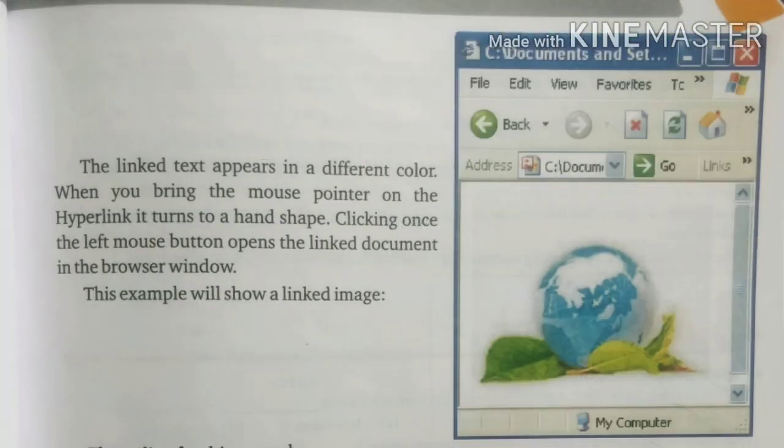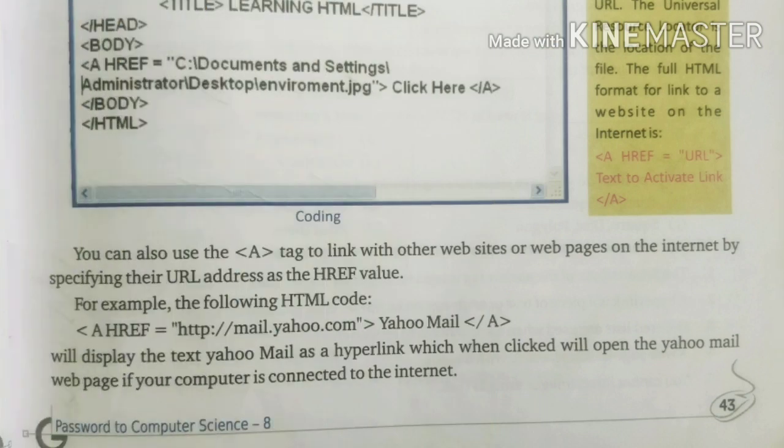Next, when your link is created, what will happen? The linked text appears in a different color. So when it is created, your text will appear in a different color. When you bring the mouse pointer on the hyperlink, it turns to a hand shape. So the shape of the mouse pointer also will change, the arrow pointer will change into a hand shape. Clicking once the left mouse button opens the linked document in the browser window. This example will show you the link. So here one example is there, you can see on the top one example is given. So in this example, it is shown how you can create a link.